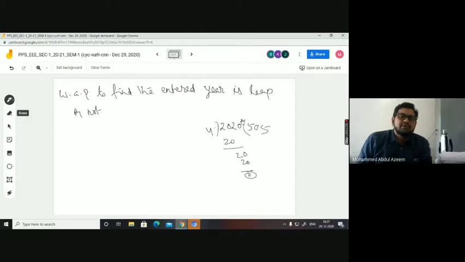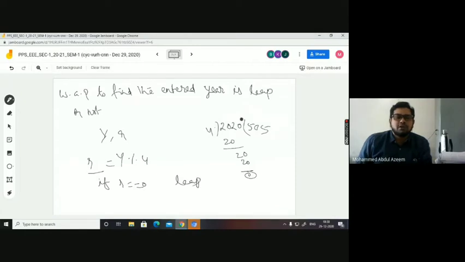So how do you write the program for it? Take a variable y to accept the year. Take a variable r to hold the remainder. Divide y with 4 and take the remainder in r. Then check the r value. If r equal to 0, you say it is leap. If r is not equal to 0, you say it is not a leap year.